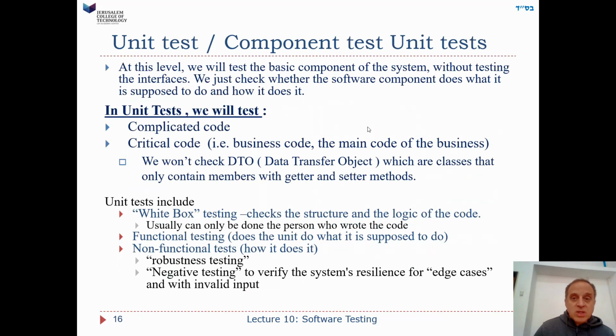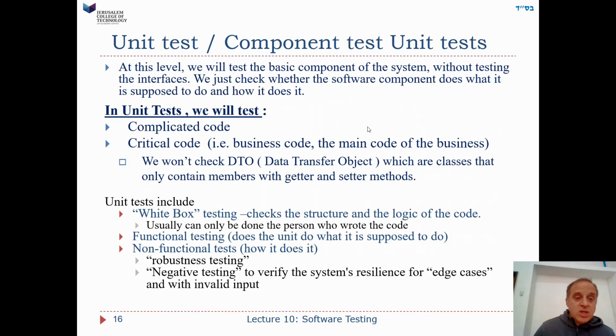Unit tests, component tests. At this level, we test the basic components of the system without testing the interfaces, how it interfaces with other components. We just check whether the software component does what it's supposed to do according to the way the architect designed it, according to the way the designers planned.